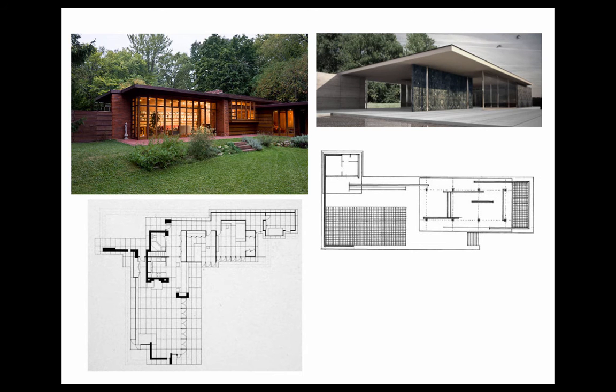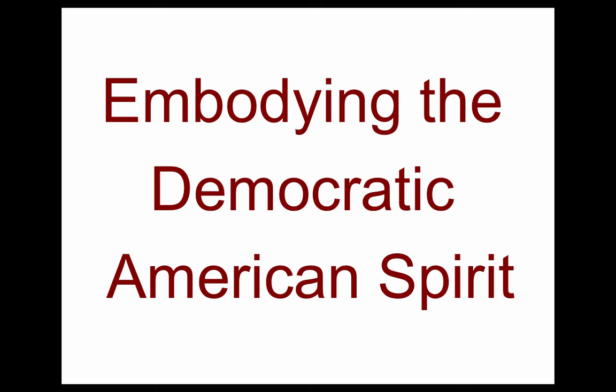Here is the Jacobs House by Frank Lloyd Wright and the Barcelona Pavilion by Mies van der Rohe. Well, they both use glass. Mies uses bigger pieces of glass. So we tend to mean maybe brick and wood as opposed to glass and steel, but they're not very precise definitions. Embodying the democratic American spirit.